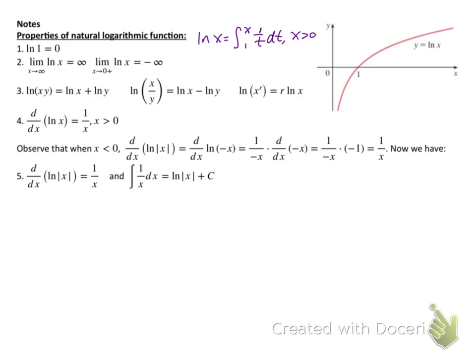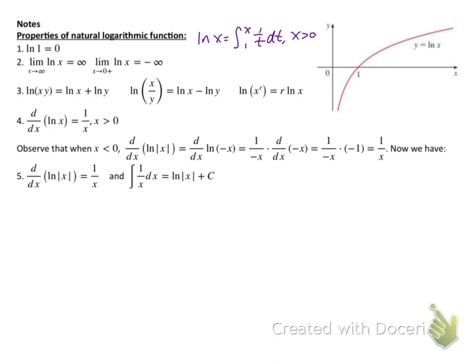So we already talked about all these properties in the previous class. ln of 1 equals 0 because when you have 1, the upper and lower bounds are the same, so the integral gives you 0. And then if you look at the graph, as x goes to infinity, you are following the graph this way.